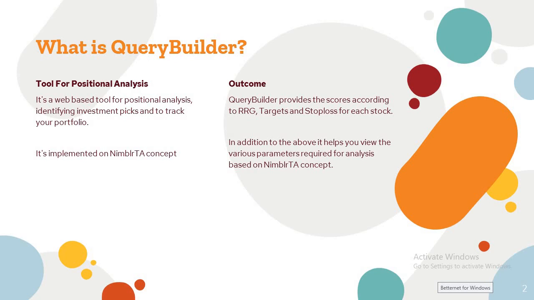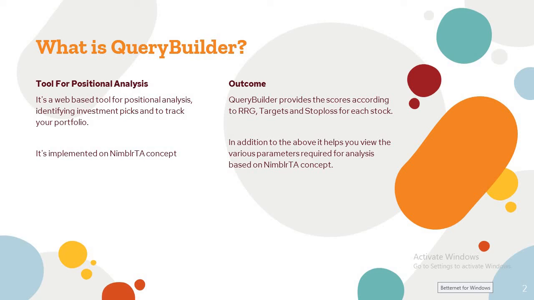What exactly is Query Builder? Query Builder is a tool for positional analysis and finding investment picks. The tool can be used to give you targets, stop loss, exits, and various other parameters. For example, reversal, pullbacks. It can be a fresh breakout, it can be a box PO, it can be a CCI momentum, it can be strength candles, and it combines daily, weekly, and monthly charts. So it's a combination of all three time frames which are available to you.